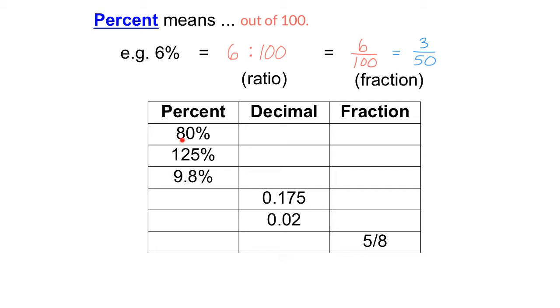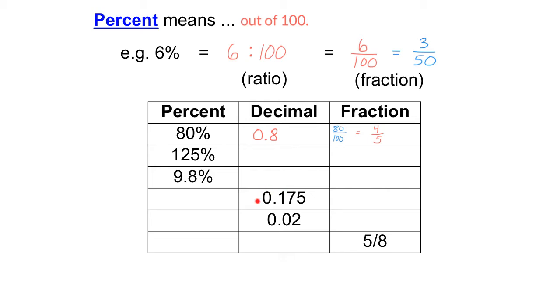Here's some examples. 80%, we're going to write that as a decimal, and we're also going to write it as a fraction. Well, let's start with the fraction because we already kind of did that up here. 80% means 80 out of 100, so that is a fraction, but let's keep it in lowest terms. 80 out of 100 is 8 out of 10, which is 4 out of 5. So 4/5 is the fraction in lowest terms. Now, if we want to change the percent into a decimal, just remember 80% means 80 out of 100, or 80 divided by 100. So if you do 80 divided by 100, you end up with 0.8 as your decimal.